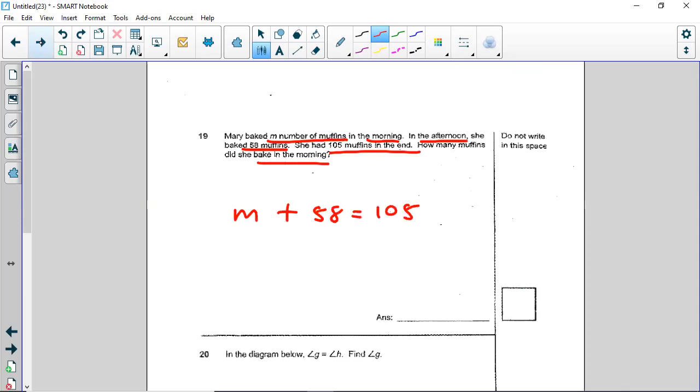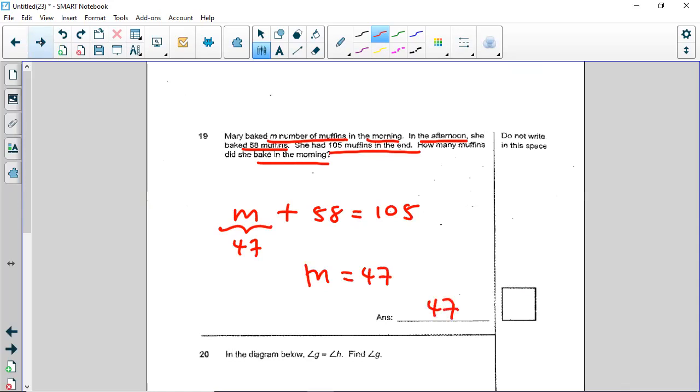Okay, so how many did she bake in the morning? Then you just work backwards, 105 minus 58, and what do you get? All right, I'm just going to use my calculator to do it a bit faster. 105 minus 58, you will get 47. So what is the value of M? M must be 47, right?